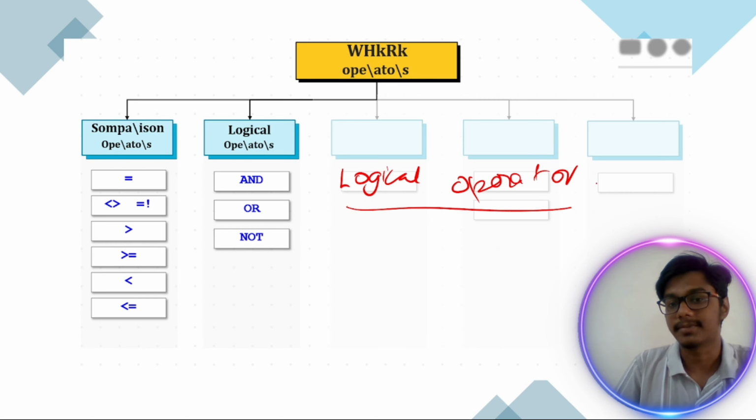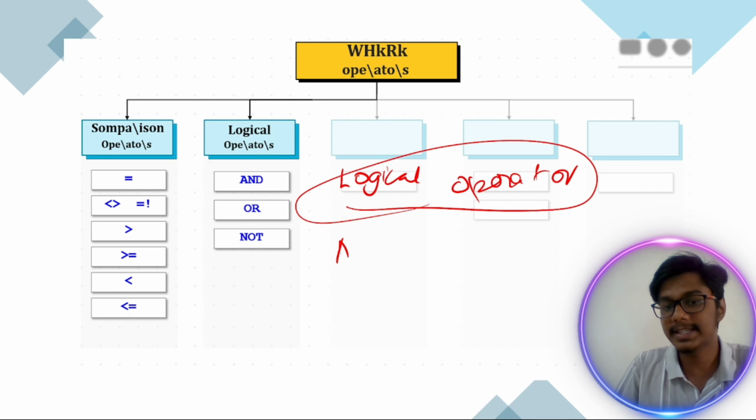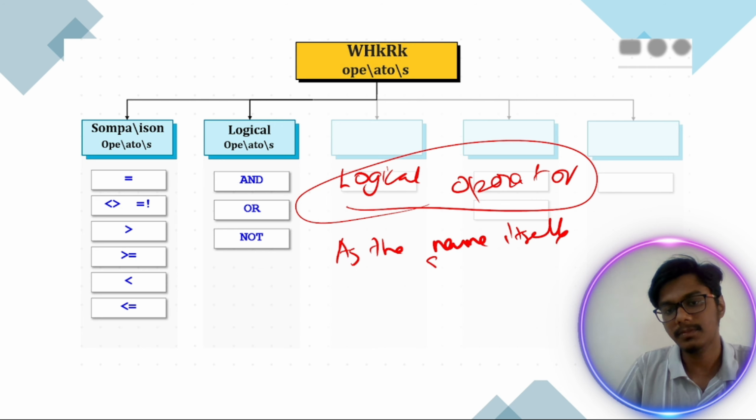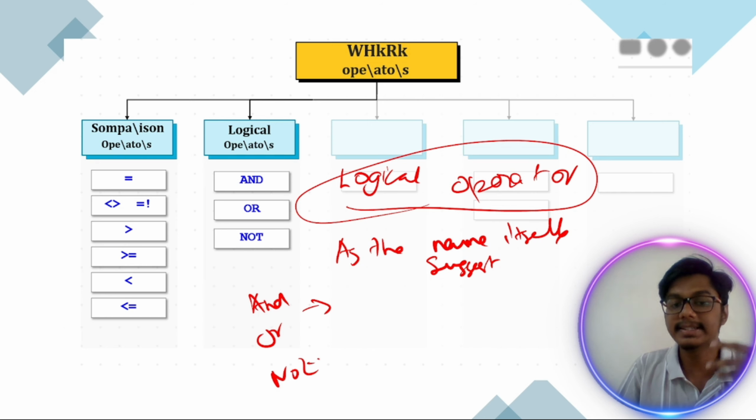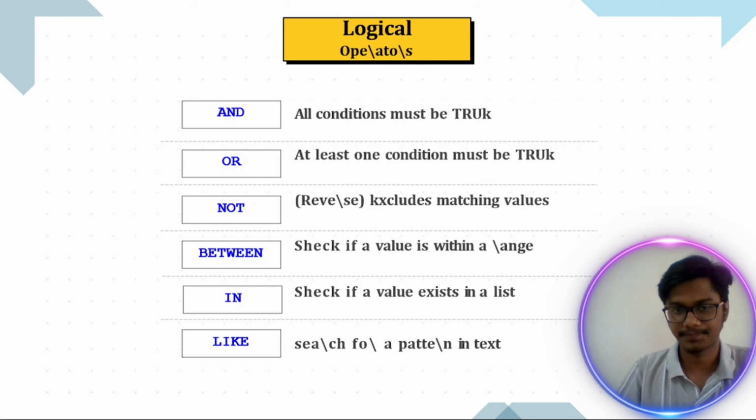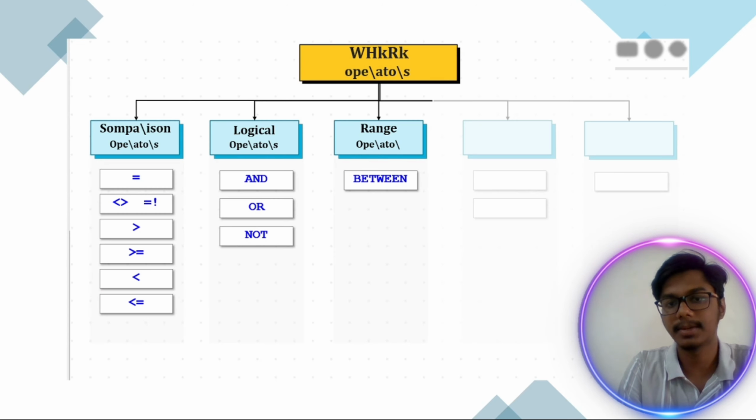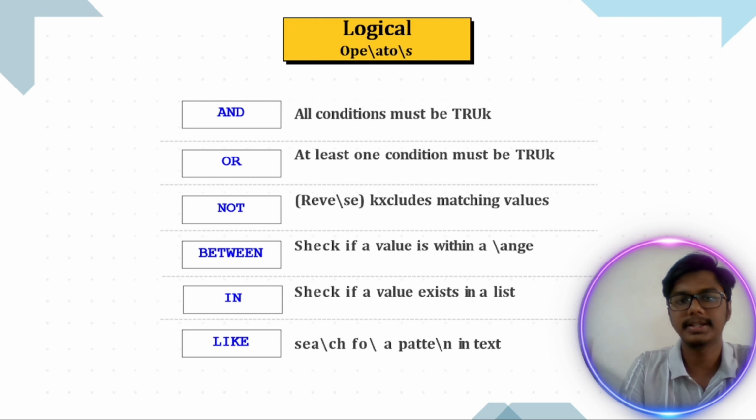So what is meant by the logical operator? As the name itself suggests, we are going to implement filtering the data based on logic. Logical is nothing but AND, OR, and NOT. First of all, let me detail AND, OR, NOT. Later, we will discuss between, in, like, and some other conditions. Okay, let me discuss AND.